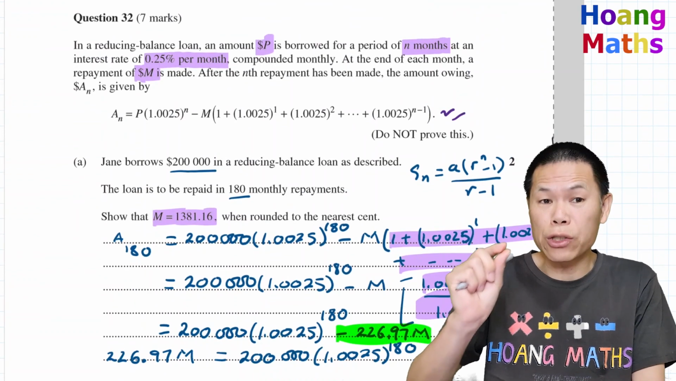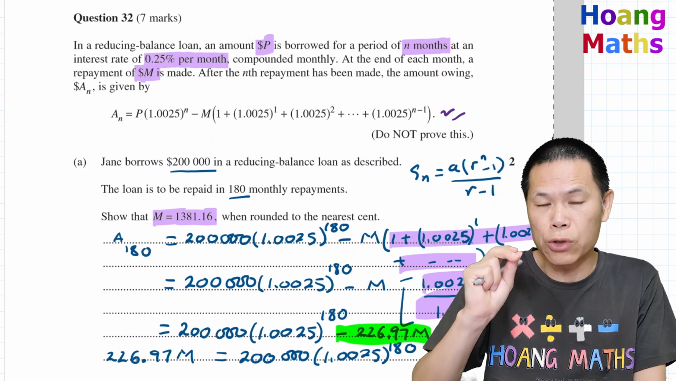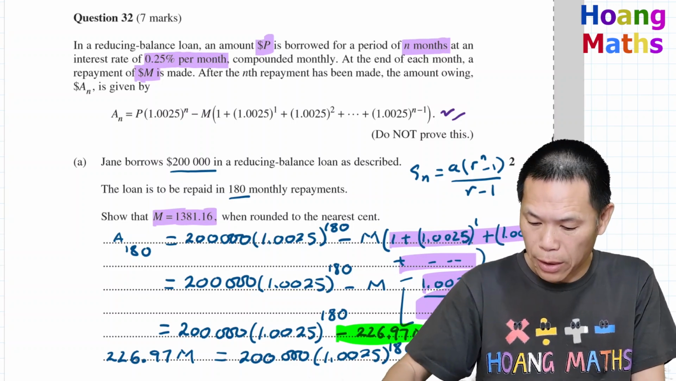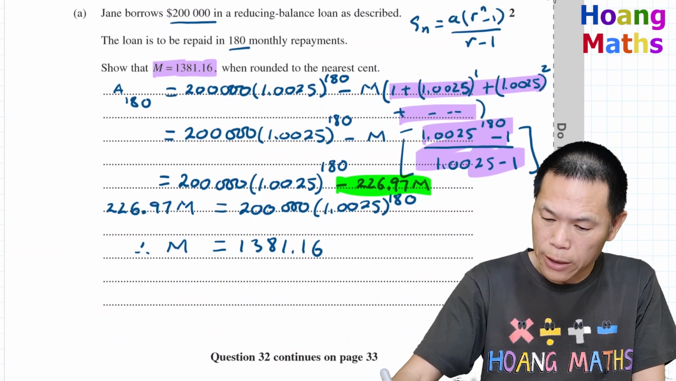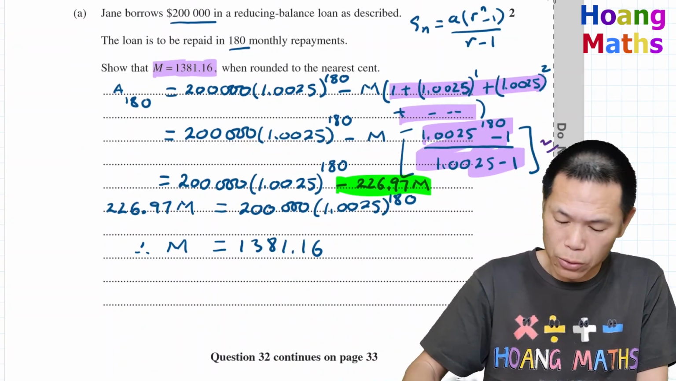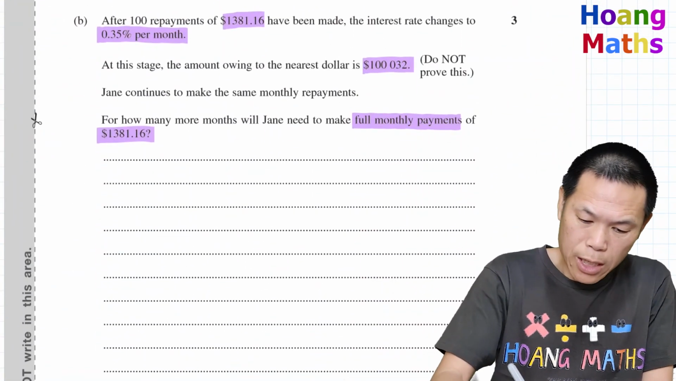But then we need to change to 1.0035 instead, okay? Because the interest rate changed to 0.35 per month. We work this out already on here, so we just use this and change the number, that's all. To work this out, I just write it out here.